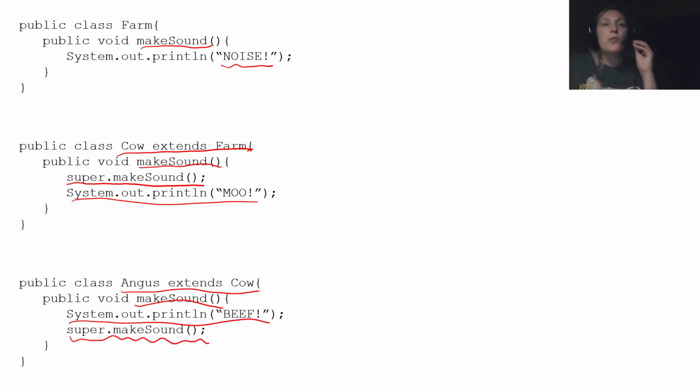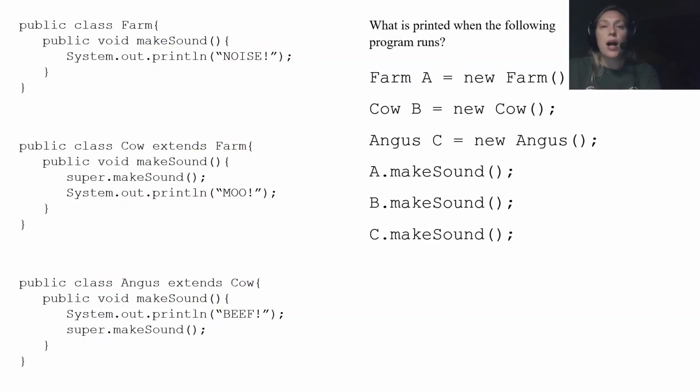When we use the super keyword with constructors, that super constructor call had to be the very first line in our code. When we use the super keyword with a method chain, it can come at any time, like you have here in the class Angus. Okay, so let's see a little demonstration. What is printed when the following program runs? I have Farm A, Cow B, Angus C. So I have A.makeSound, B.makeSound, C.makeSound. Let's trace through and see what happens here.